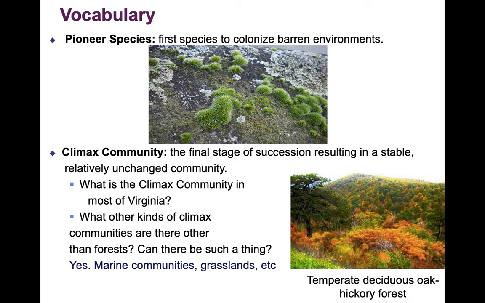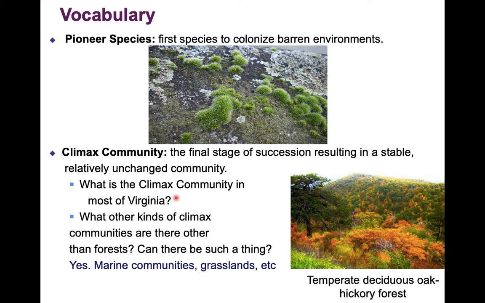Let's start with pioneer species. These are the first species to colonize barren environments. Here we see an example of pioneer species on these rocks. For example, lichen is a symbiotic and mutualistic association between fungi and algae. And we see moss here also as a pioneer species growing on this barren rock. Now, the climax community is the final stage of succession, resulting in a stable, relatively unchanged community.